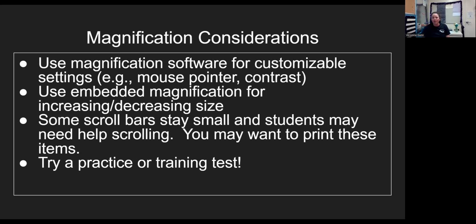Some scroll bars stay small, so your students may need help scrolling, and you might want to print these. That's another reason why you want that print on demand option. Sometimes there's tables and they extend further than the screen allows, and the scroll bar stays as small as your normal Firefox scroll bar, and so it's really small. And so you might want to print those out, and you might want to be looking over shoulders to make sure, because they might not see that it goes past the screen and that you actually need to scroll over to be able to see the rest of the table. And then definitely try a practice or training test and get your students comfortable.